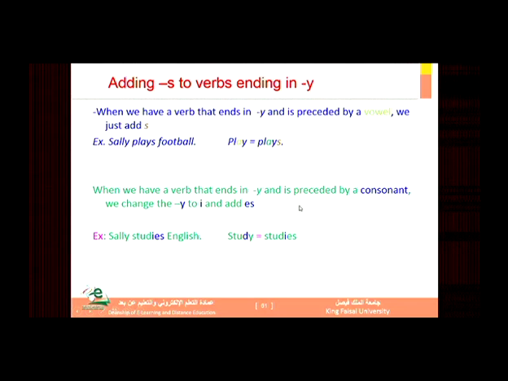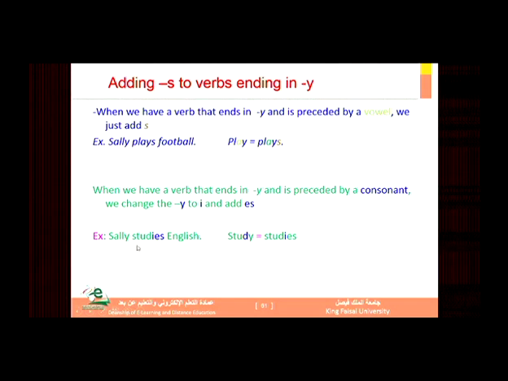However, you look at the verb. If it has a y at the end, you look at the letter before the y. If this letter is a consonant, you delete the y and replace it with i, then you add es. If the verb ends in y but it is preceded by a vowel, you just add an s. There is nothing you delete, there is nothing you replace. So, the example that we have here: Sally studies English.